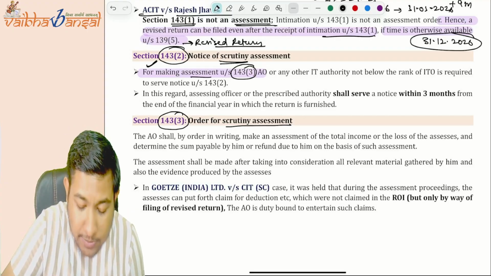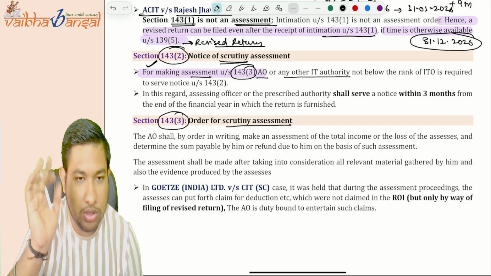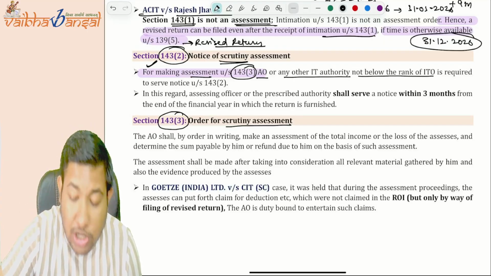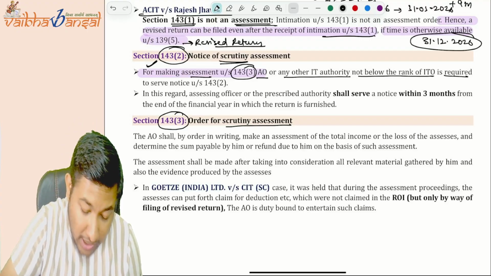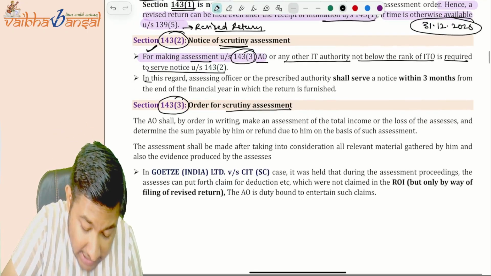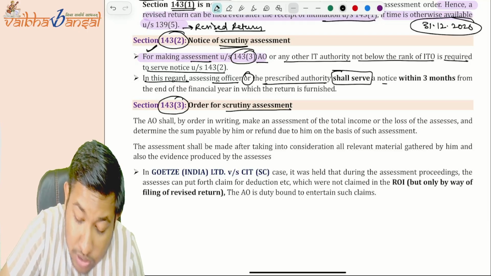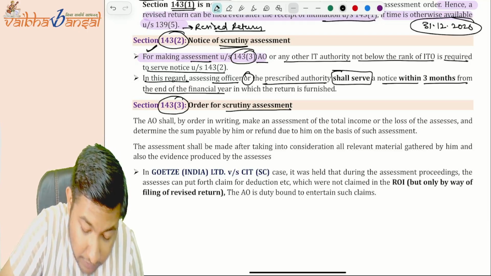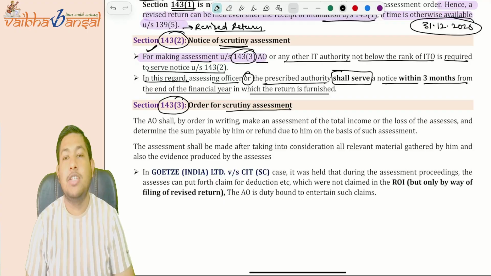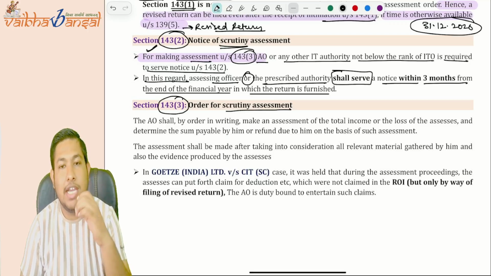For making the assessment under section 143, the assessing officer or any other income tax authority which is authorized, that we have already seen in the previous chapter, not below the rank of income tax officer, is required to serve the notice under section 143(2). Correct or not? Yes. The assessing officer or the prescribed authority shall serve a notice within 3 months from the end of the financial year in which the return is furnished.